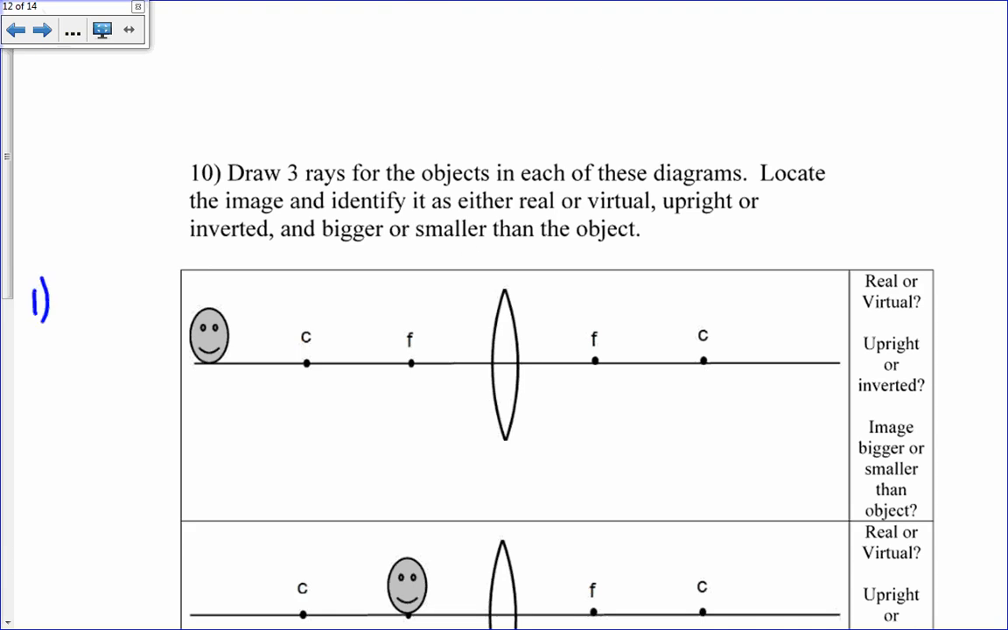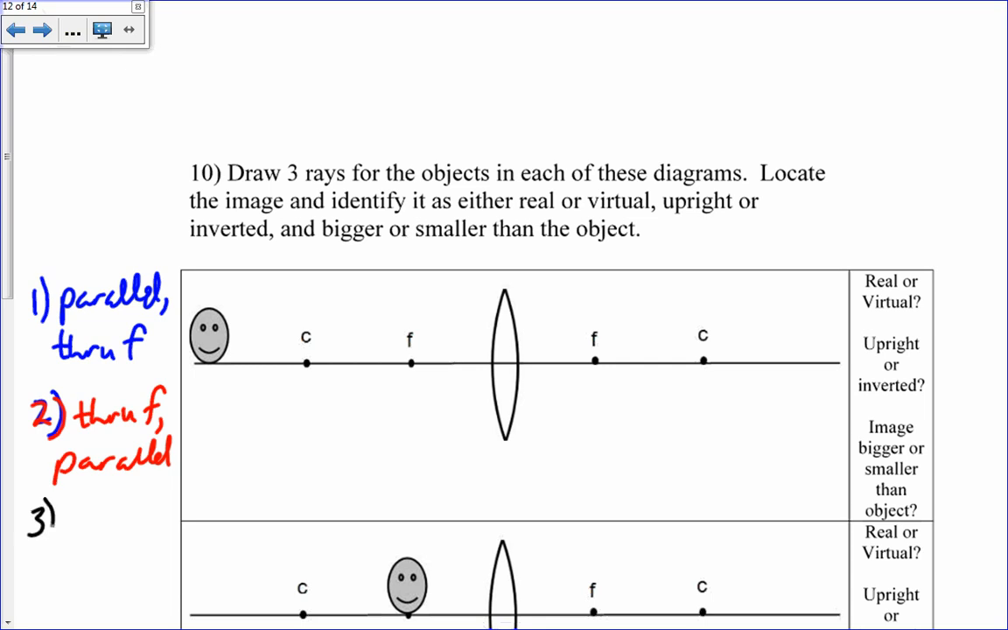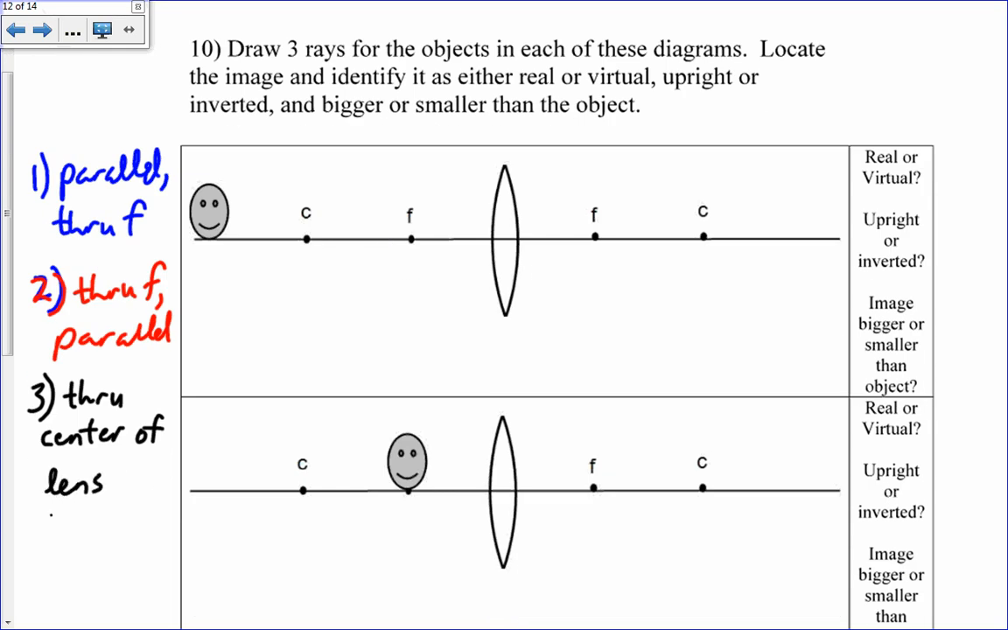They're very similar. 1: parallel to the axis, through the focal point. 2: through the focal point, parallel to the axis. 3: through the center of the lens. This is a little bit different. The first two are the same, but through the center of the lens, unrefracted, unbent, straight through. I'll show you what that means.